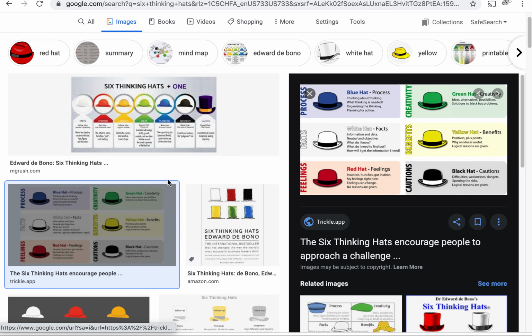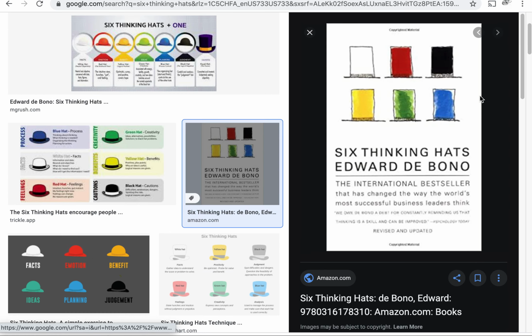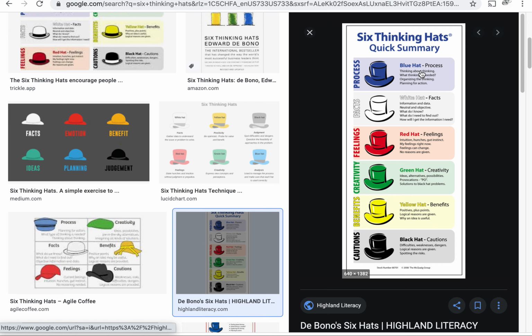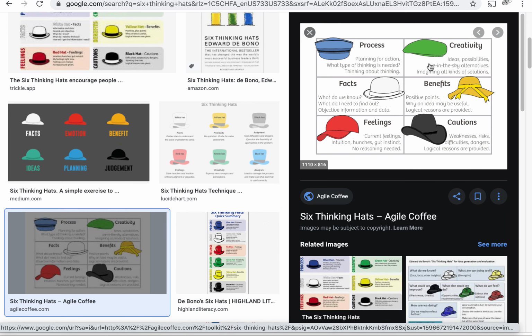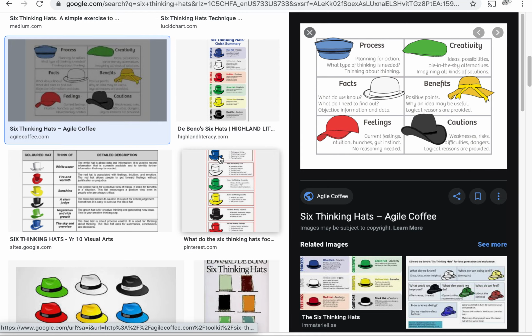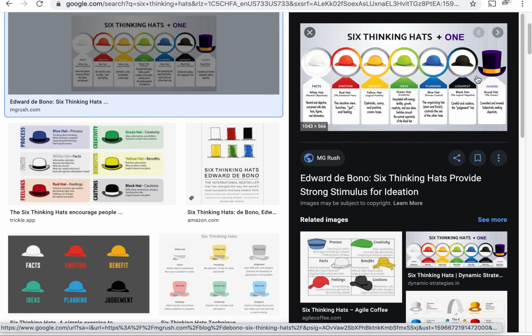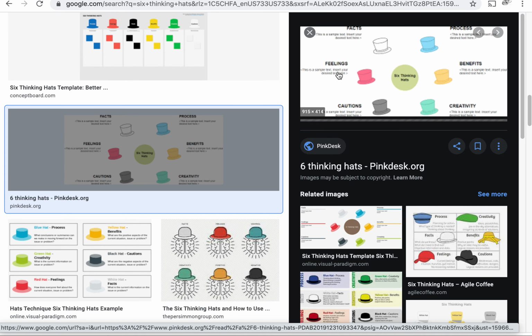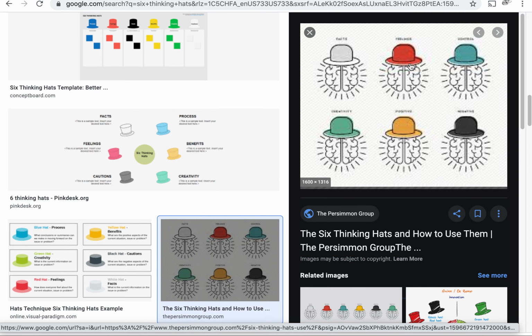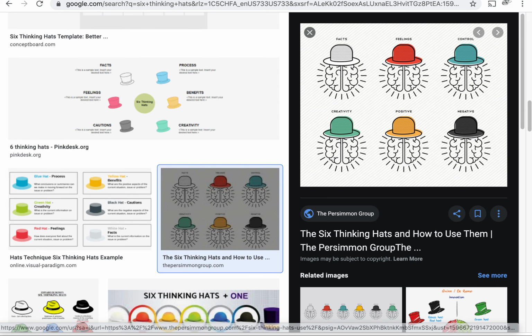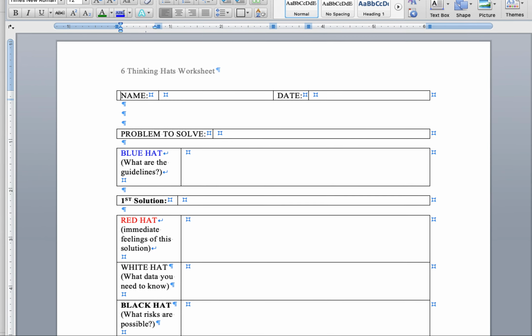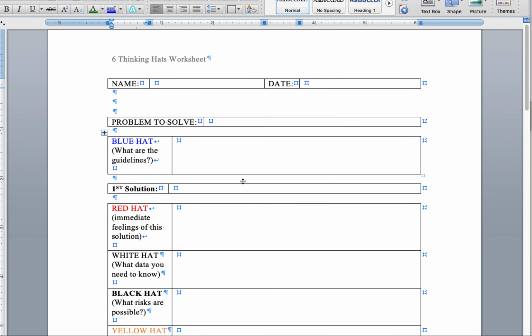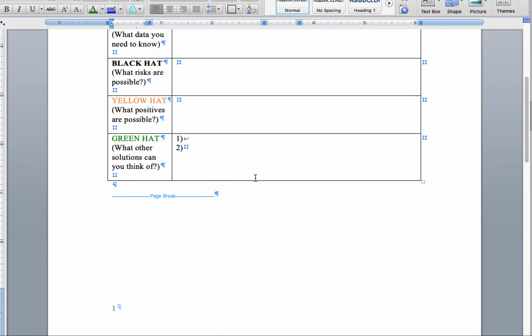If you look up these 6 thinking hats, there are multiple different little images that try to explain the process. Sometimes they give the hats slightly different names and slightly different features. Every now and then they like to add a 7th hat or an 8th hat or take a hat away. People always try to make something their own, and we're going to do that ourselves in this class. So let me move this over here. We have what I like to refer to as the 6 Thinking Hats worksheet.